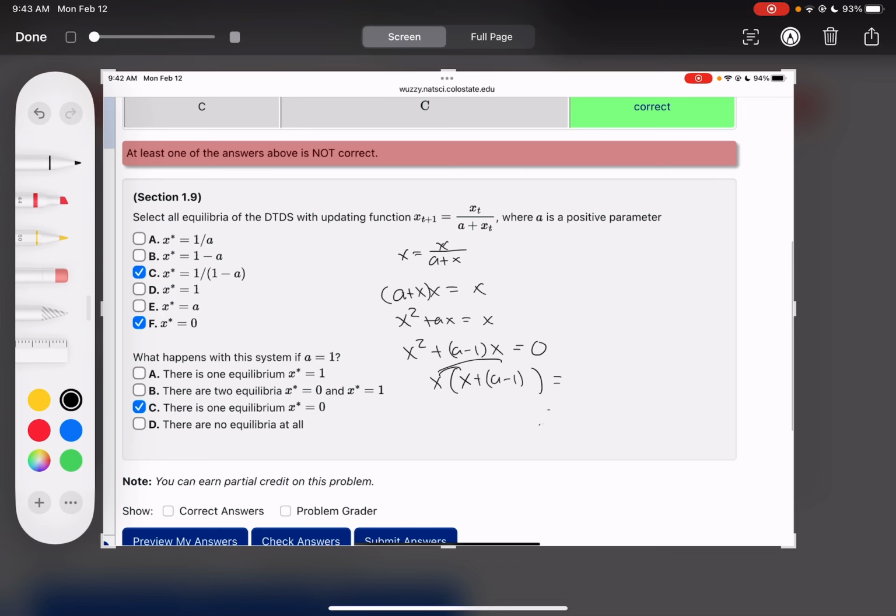Much better. Much better. Yeah, right? See, I hit that, I get x squared. I hit that, I get this. Okay?